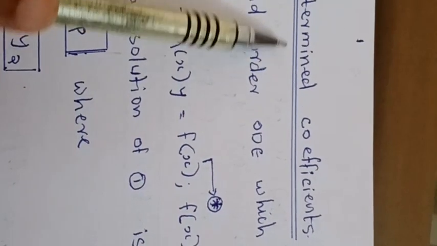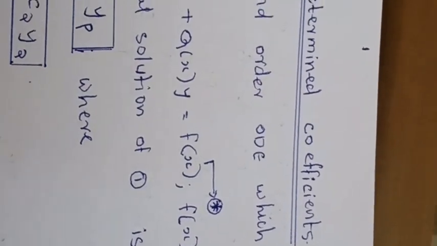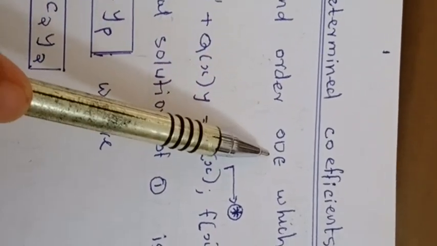Hello dear students, we know the solution of a non-homogeneous differential equation contains two parts, complementary function yh and particular integral yp. Today I am discussing a new method for finding the particular integral yp of a non-homogeneous ordinary differential equation, and the new method is called the method of undetermined coefficients.